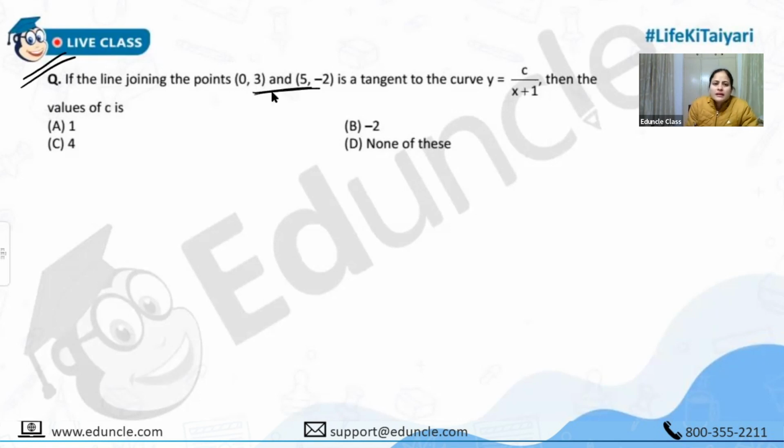The given thing is that this line is a tangent to this curve. Suppose the graph of this curve is like this. This is my curve y equal to c upon x plus 1, and this line L will be tangent to it at some point. Suppose I am considering this is a tangent at the point alpha, beta.